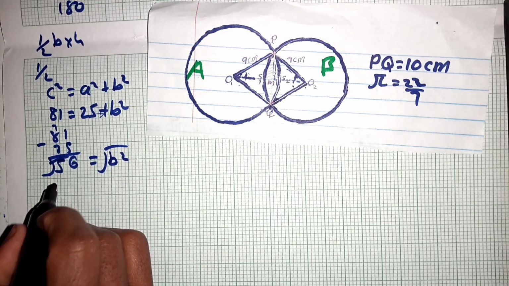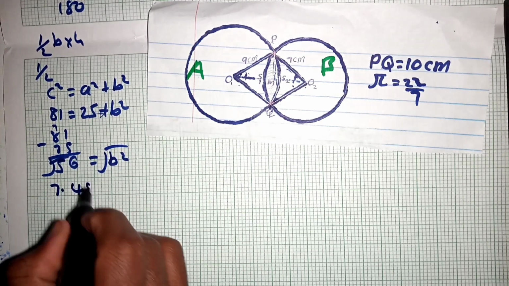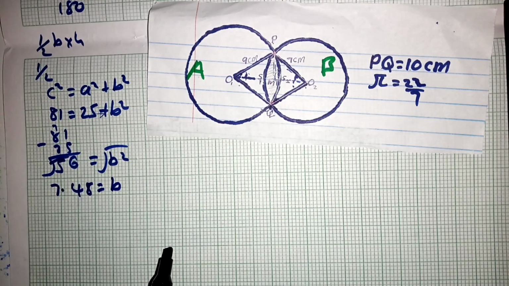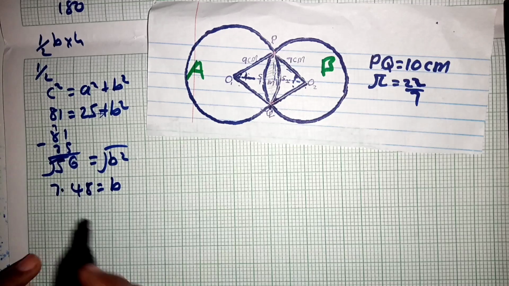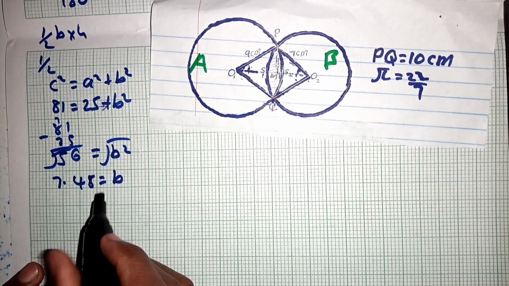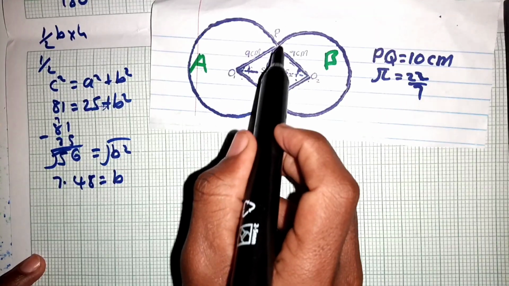Yeah, so we have b equals 7.48. So this is our height. So we are going to use this formula and find the area of this triangle here.